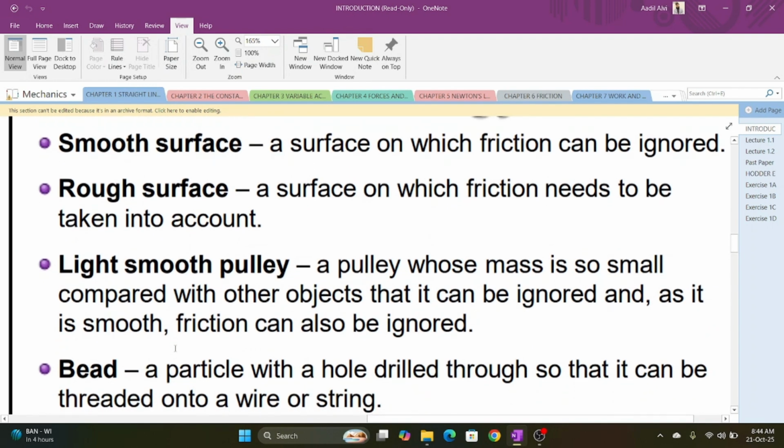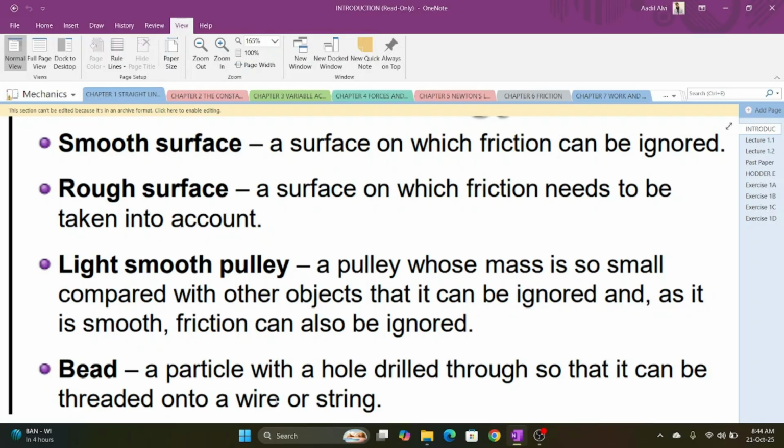Then we have a bead. A bead is a particle with a hole drilled through it so that it can be threaded onto a wire or a string. You know, sometimes you have a nut that can be placed on an object, and you rotate that nut so that it fixes onto a certain object. So a bead is kind of that particle with a hole drilled through it so that it can be fixed. For example, you have a screw, and you can rotate that bead onto the threaded part of the screw so that it fixes onto it.